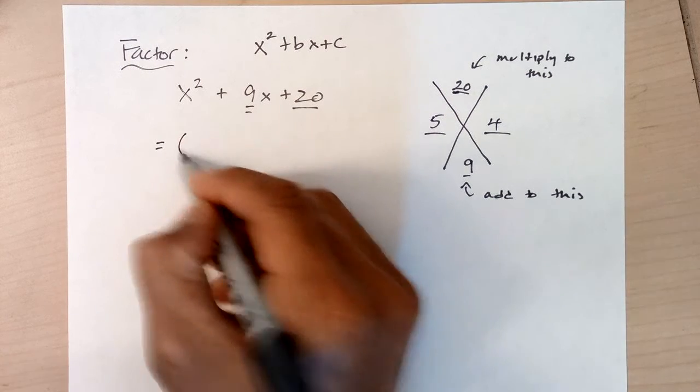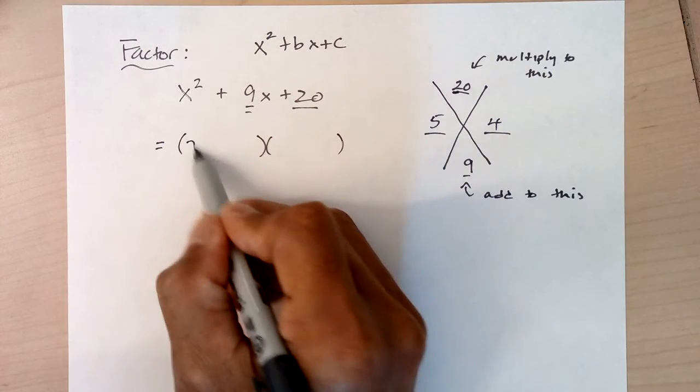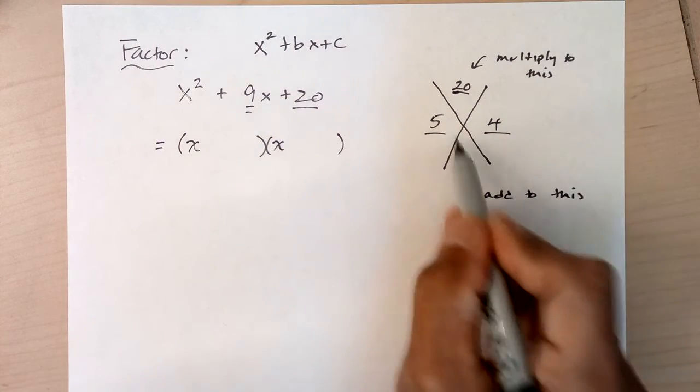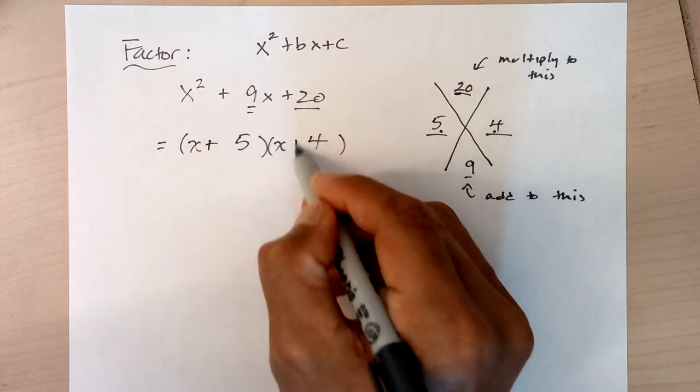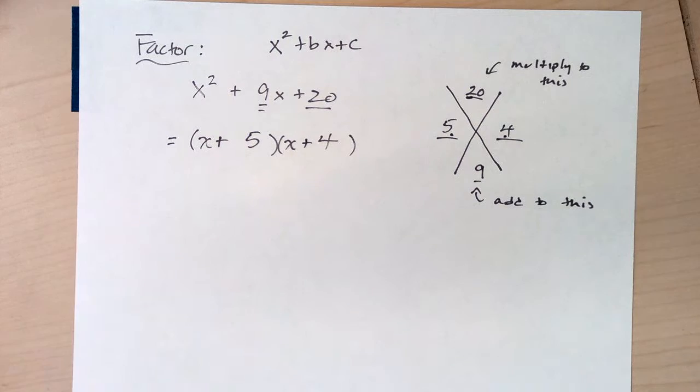Since it's x squared, you could start building what it will factor into: x times x. And then the 5 and 4 are both positive. So it's x plus 5 times x plus 4.